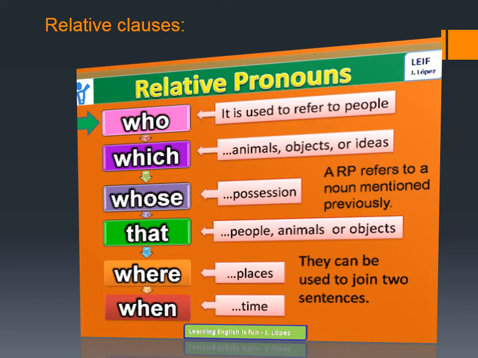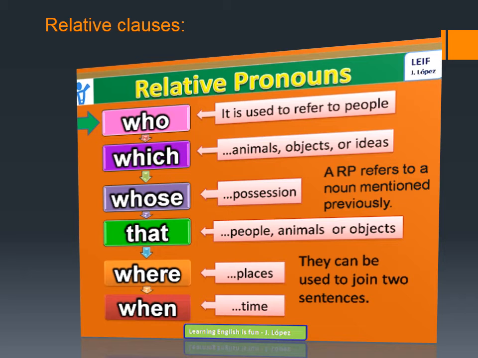Who, it's used to refer to people. When we are speaking about someone, we use who. For example, Ali is my friend who lives next to me. Again, Ali is my friend who lives next to me.